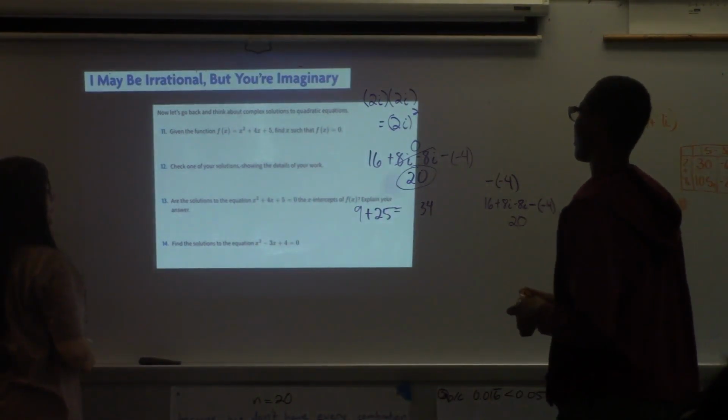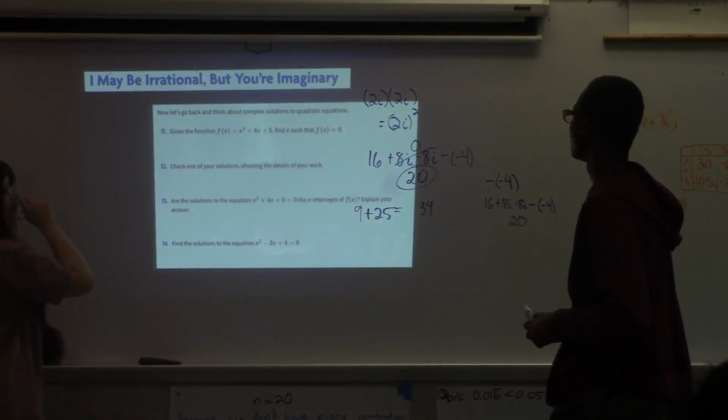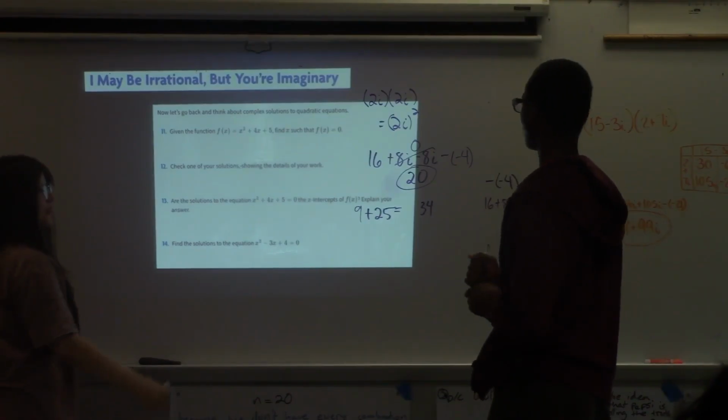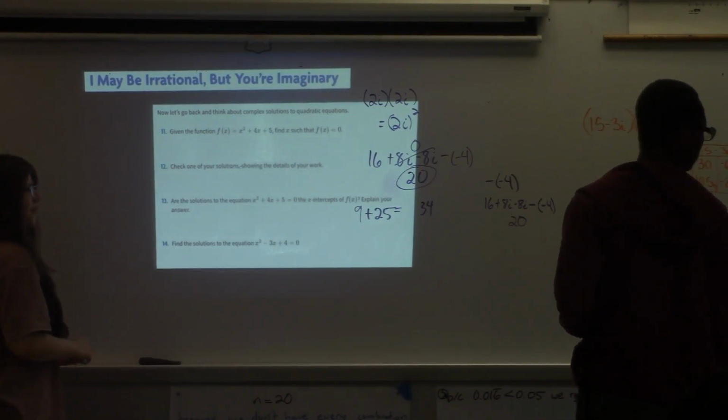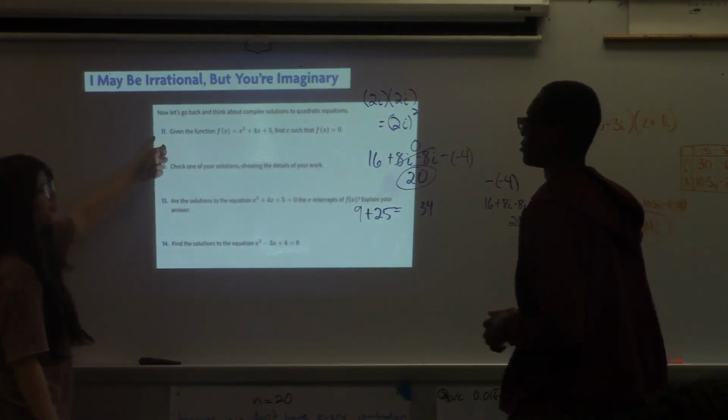Given the function f of x equals x squared plus 4x plus 5. Actually, we don't finish it.